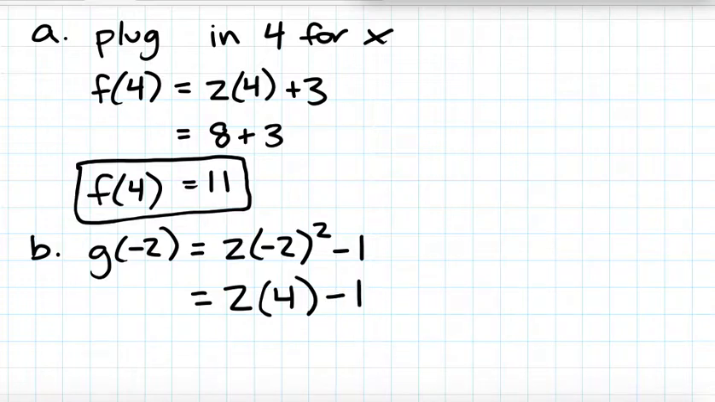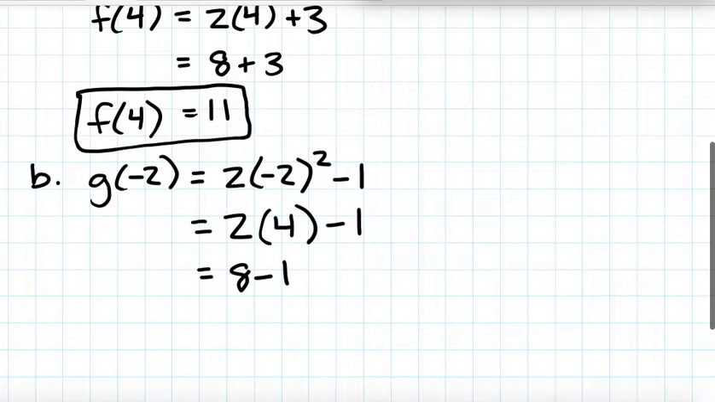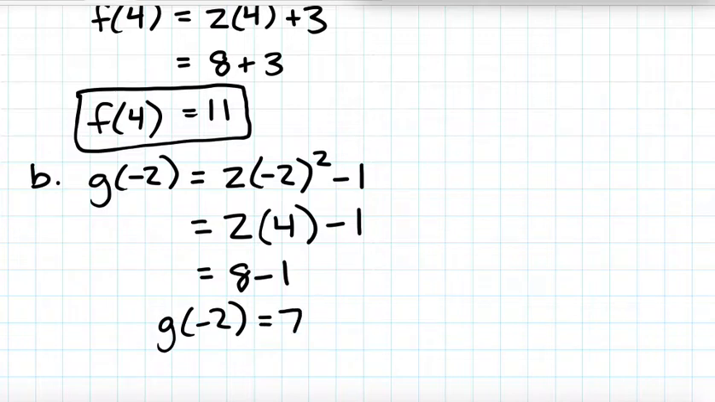I also need to remember to do exponents before multiplying, so I have to do that squared first before multiplying by 2. So this is going to be 8 minus 1, which gives me an answer of g of negative 2 equals 7.